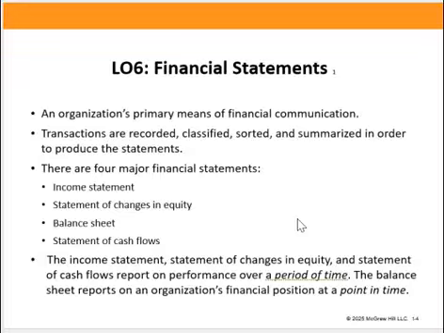There are 4 major financial statements. There's the income statement, the statement of changes in equity, the balance sheet. Those are the 3 main ones that we're going to be talking about. And then there's also a statement of cash flow. The statement of cash flow is the way it sounds. It's what's happening to the cash in your organization. Where is it going and where is it coming from?